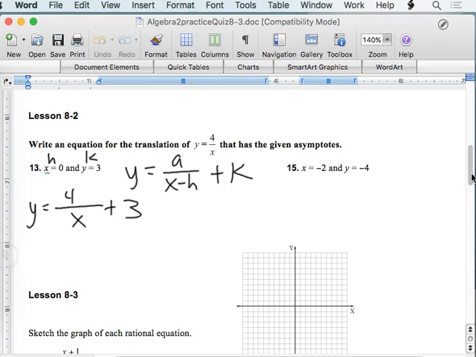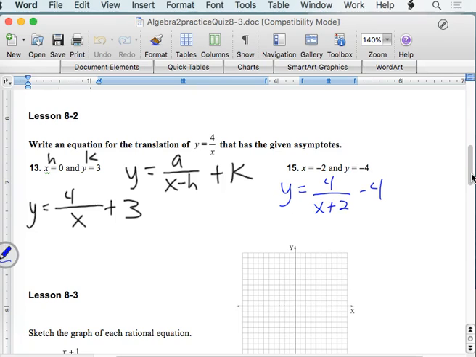So now let's look at number 15. Still going to put the 4 on the top. That's what they said to use. Y equals 4 over x. What's going to go on the bottom? X plus 2, exactly. Because it would be x minus a negative 2. It's going to be x plus 2. And is there a number for the back all by itself? Yep. There it is. So basically for these problems, you're just putting h and k back in. That's all you're doing from section 8-2.